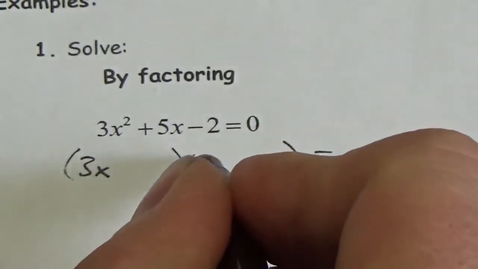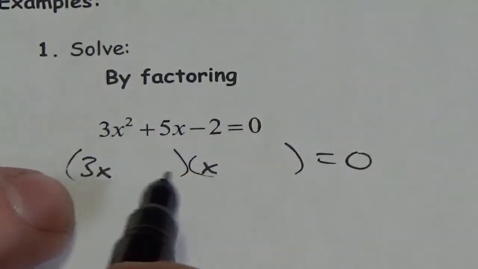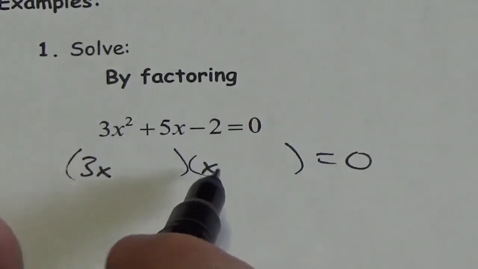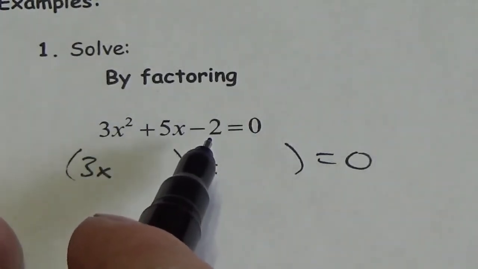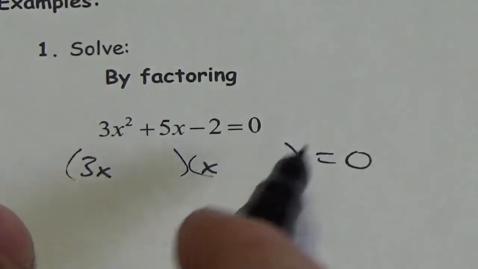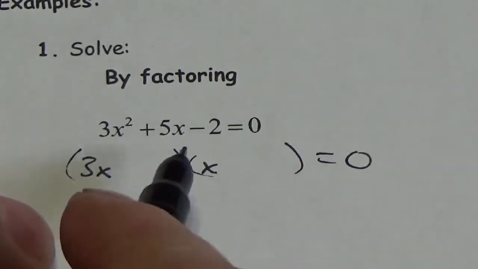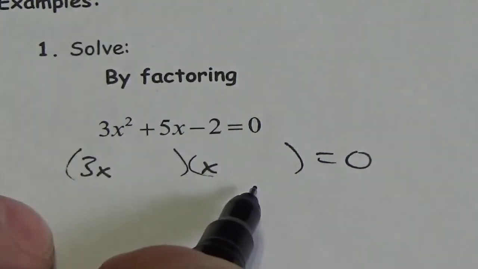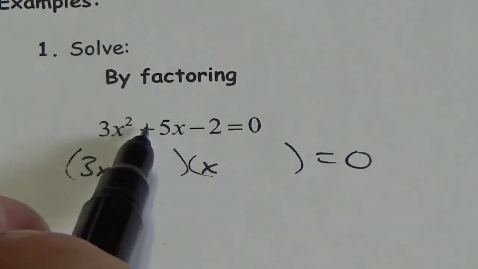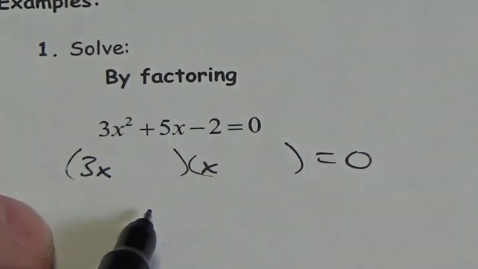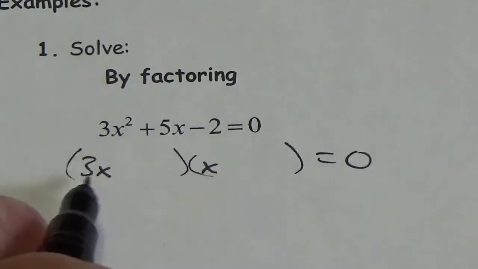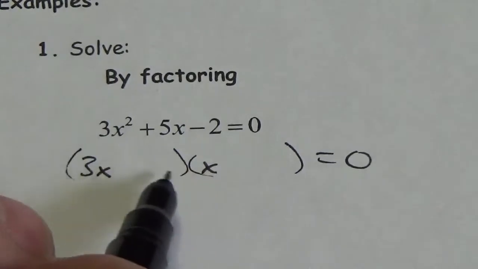So I know that my two factors, remember, to get this term right here has got to be 3x and x. And I know that to get 2, it's either going to be 1 and 2 or 2 and 1. But this is negative, which means that one of these is positive, one of them is negative. And this term right here is positive, so I know that the larger product here is going to be the positive one. Now, if I put 2 here and 1 here, when I multiply that out, I'm going to get positive 3 and positive 2.